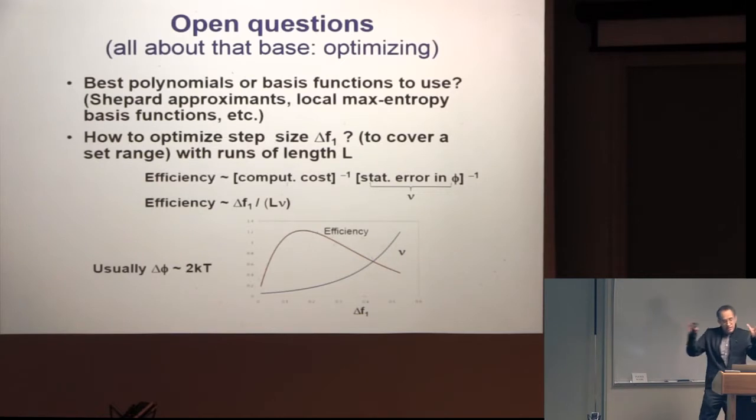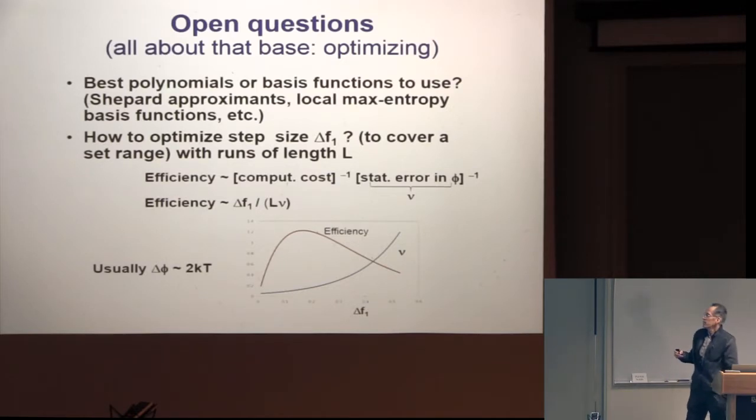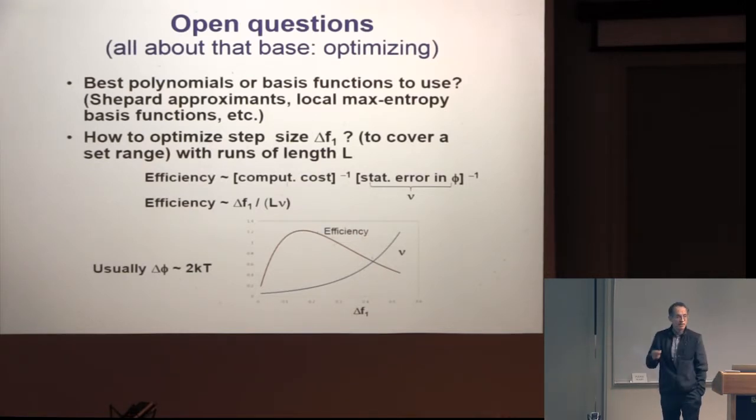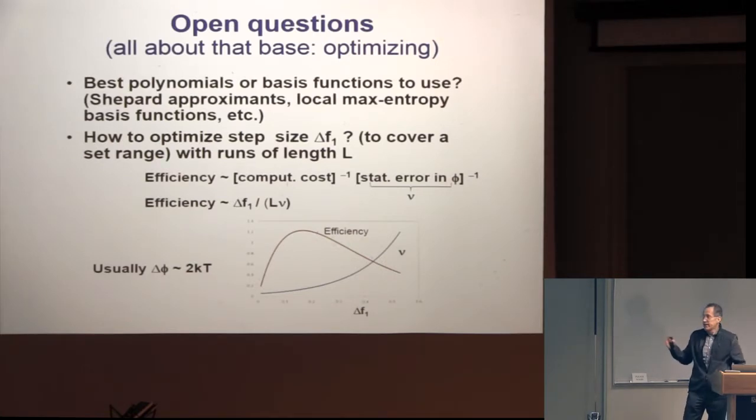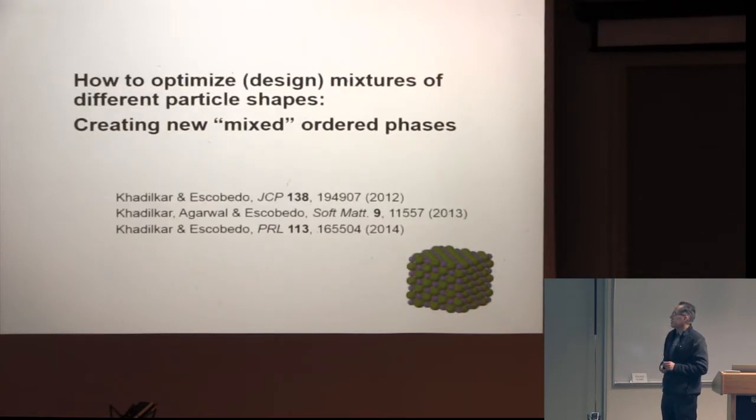But of course, there are a number of things that are still left to optimize. For example, what's the best order of these polynomials to use? Should I use different kinds of basis functions for this model? And how do you optimize this step size delta F1? Clearly you want to minimize not just the computational cost, but also the statistical error in phi, and they usually oppose each other. In our applications, I can calculate these quantities and make sure that I'm using a delta F1 step that produces very good efficiency, but there is still work to do to come up with rules or guidelines that can be applied to all systems in general.